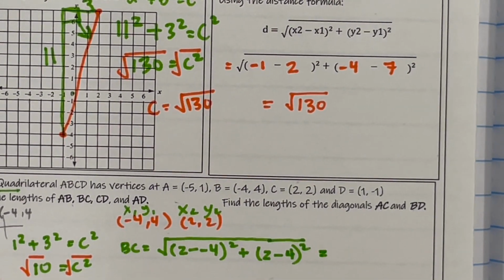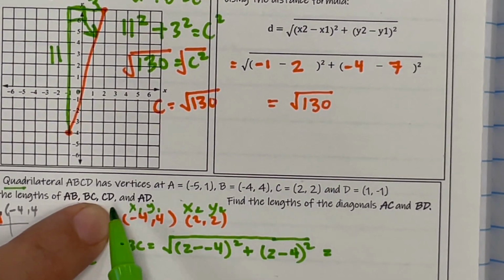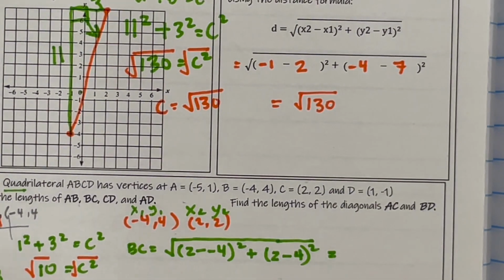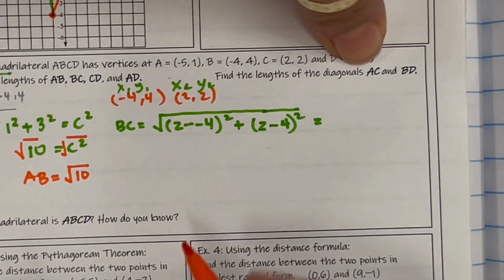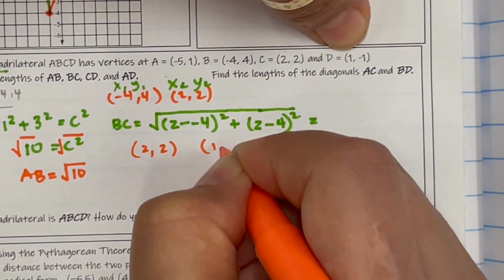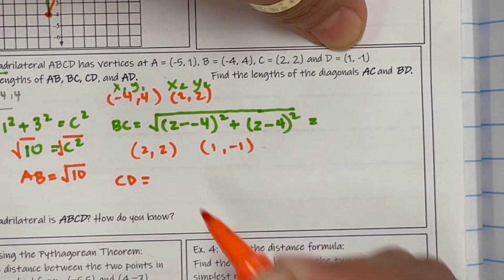So I'll do this calculator portion at the end. Let me just do all of them. So that's BC. Next one I'm going to do is CD. So I'm going to write my points down. So let's write my points. CD. So C and D. So right here. So 2, 2, and 1, -1. All right. And this is CD.